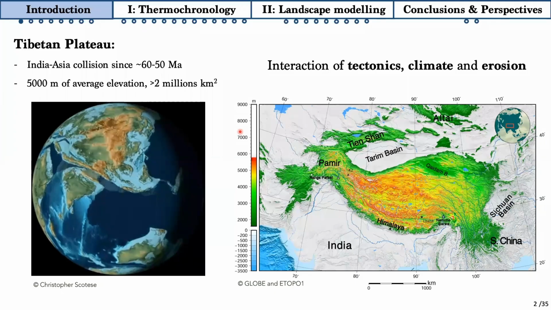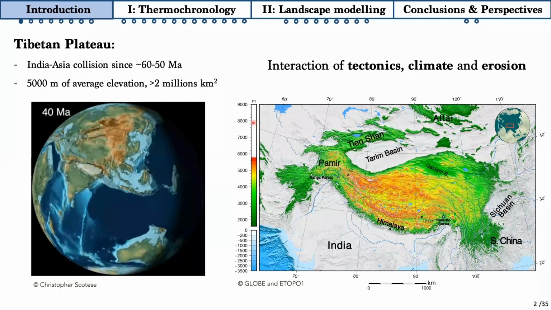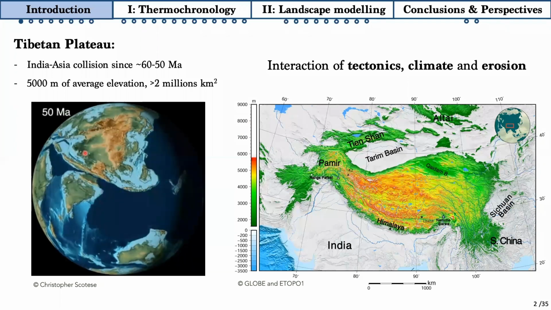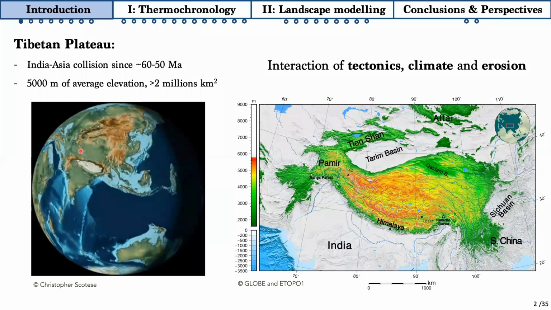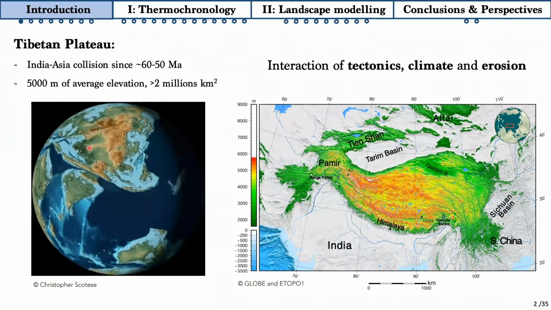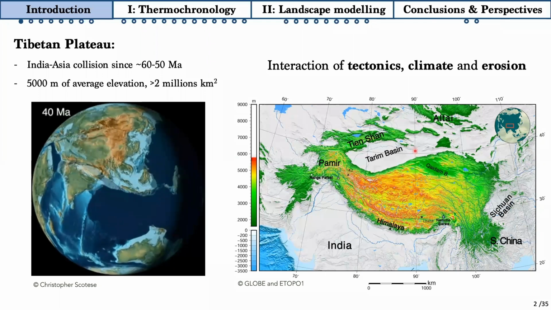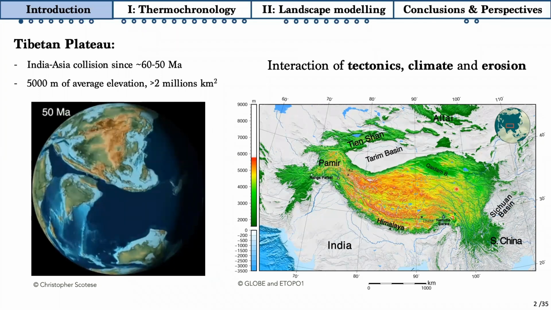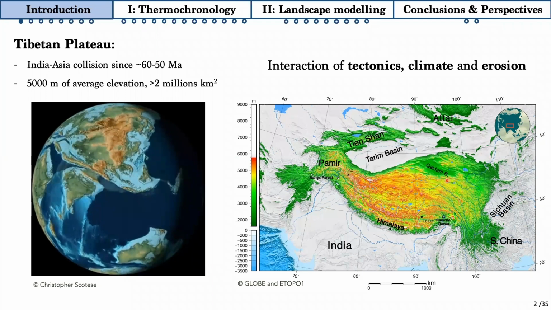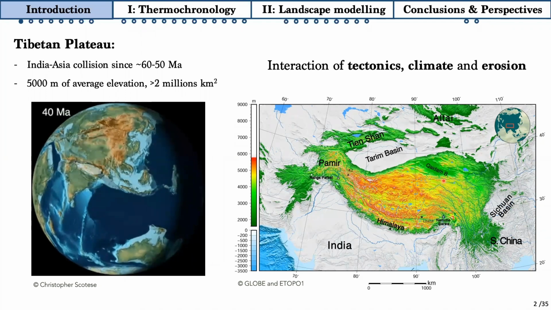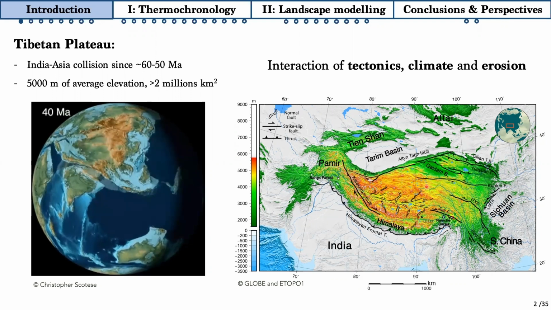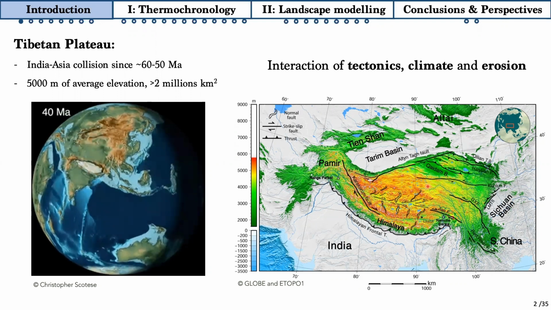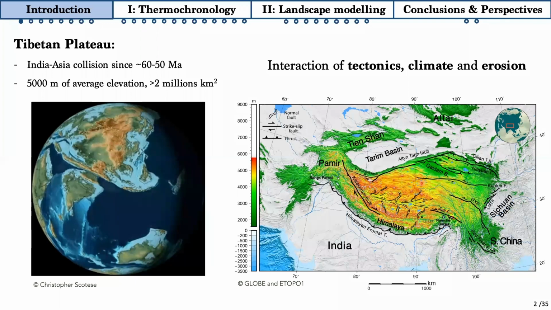As we all know, the continuous India-Asia collision since around 50 million years ago plays a principal role in the construction of the high and vast Tibetan plateau, which has an average elevation of 5,000 meters and a surface of more than 2 million square kilometers. The complex and long-term tectonics has largely uplifted and deformed the whole plateau.